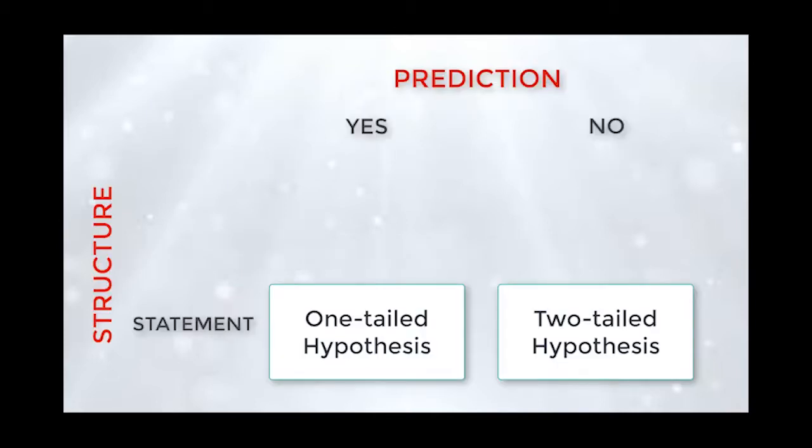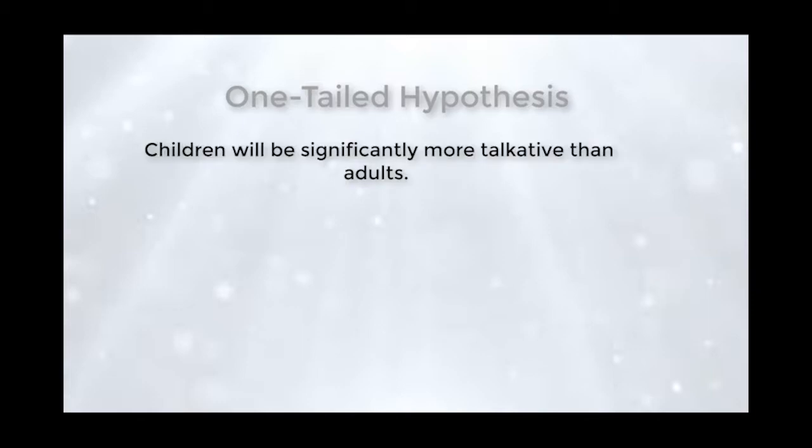Now let's discuss hypotheses. There are two types of hypotheses, one-tailed and two-tailed. Both are phrased as statements. A one-tailed hypothesis makes a specific prediction, while a two-tailed hypothesis makes a prediction but not a specific one. An example will help us understand the difference between these two types. A one-tailed hypothesis sounds like this. Children will be significantly more talkative than adults.